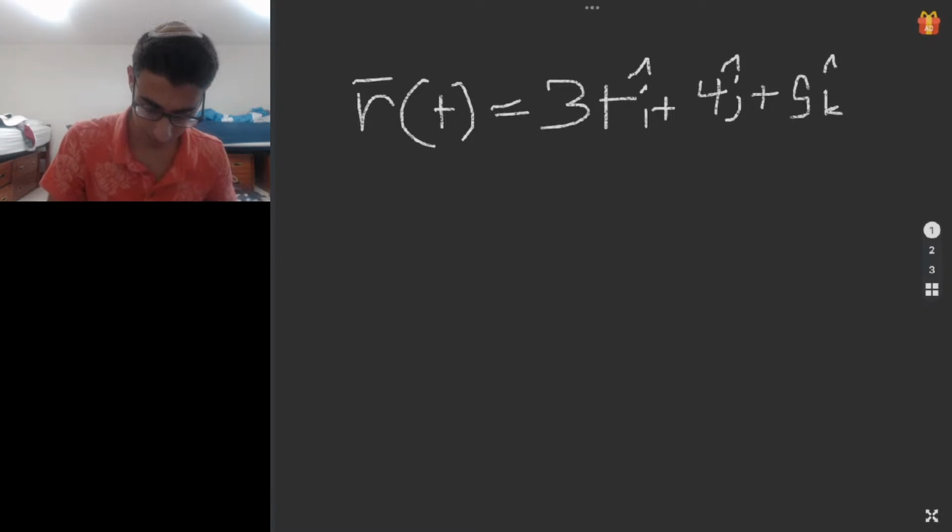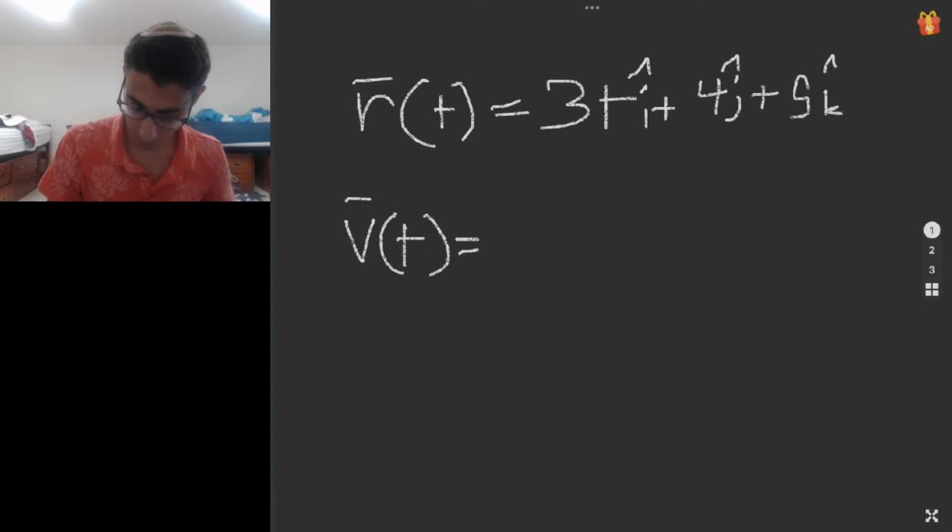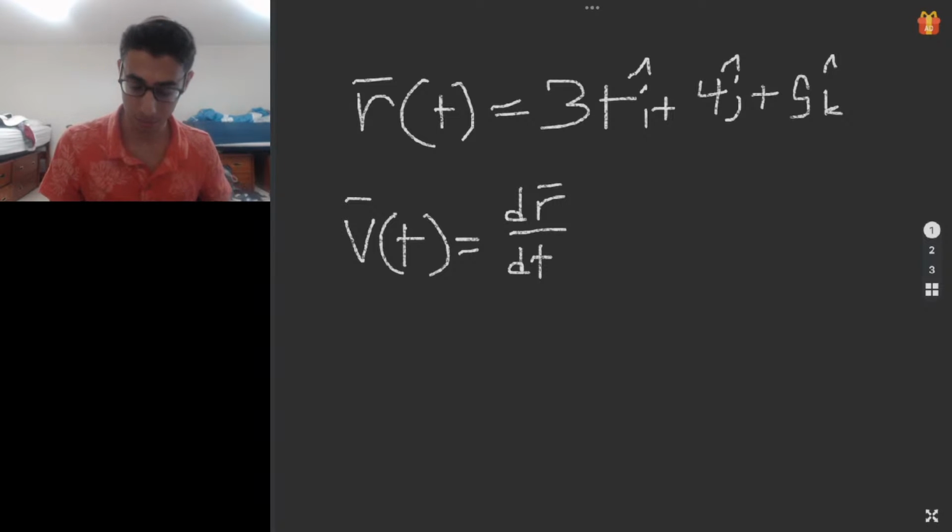So position would be a vector in that case, and then we could describe velocity, v of t, which will also be a vector, equals dr over dt. So it's the derivative of position with respect to time, is what this means. If you don't know calc, that's okay. I don't know too much calc myself, but I'll try to explain the different calculus concepts as best I can.